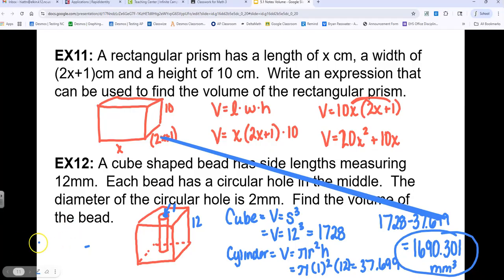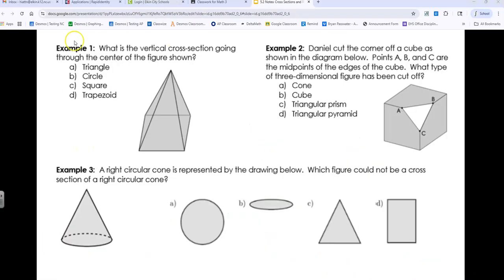All right, well, you may get questions like example 1 here. What is the vertical cross section going through the center of the figure shown? Vertical cross section means we're taking that pyramid and karate chopping it straight down the middle, right there at the point. If I do that through the center, I have to think about what shape I would be getting. What am I going to get? Okay, it's going to be a triangle.